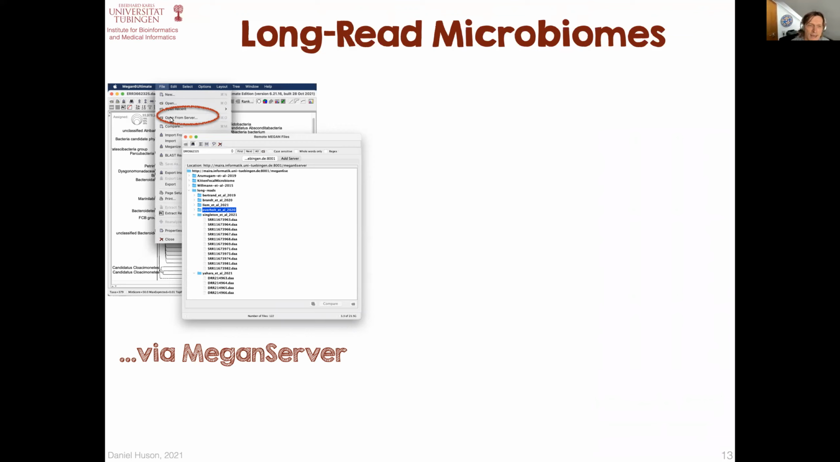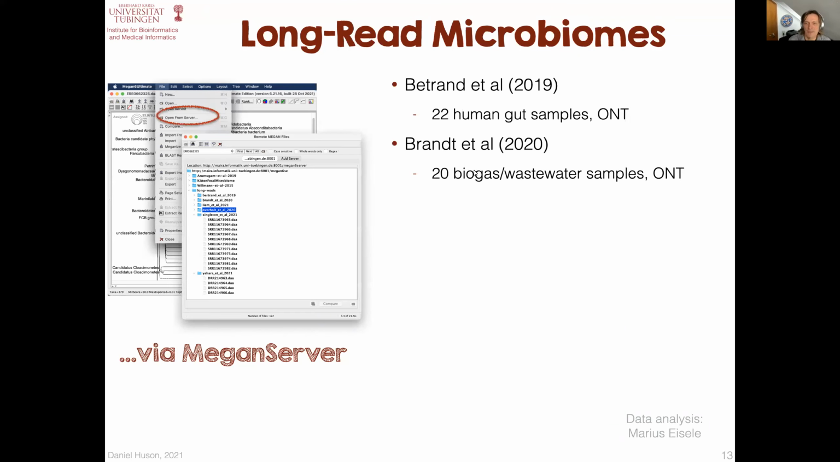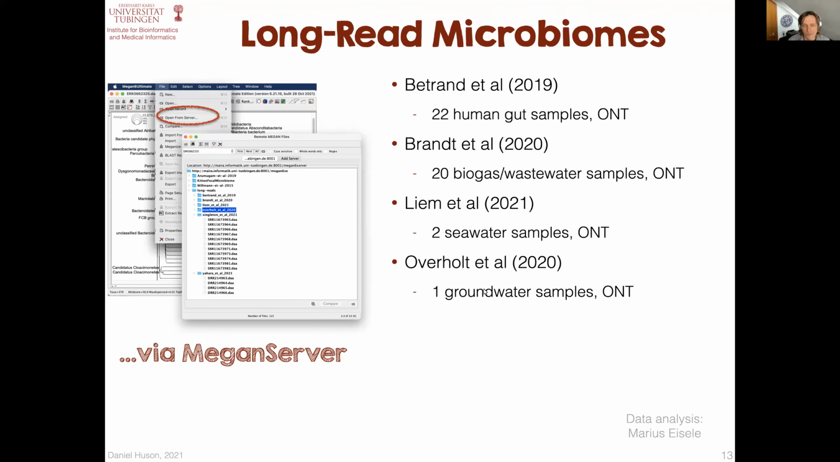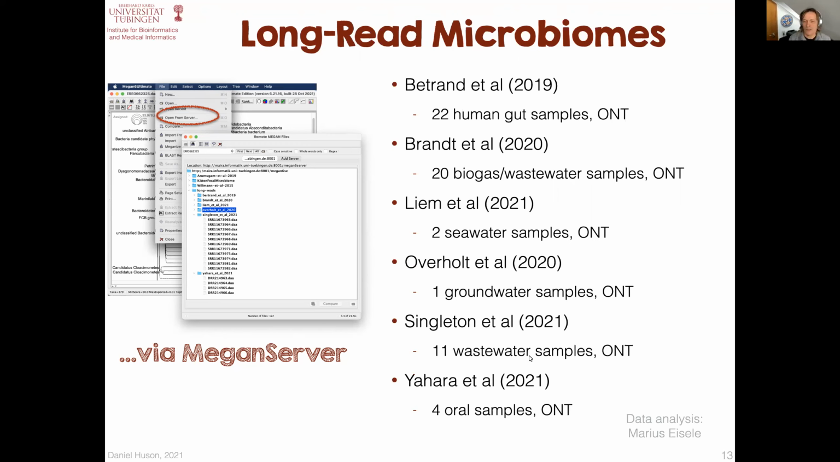There we have a subdirectory long reads, and there we've put data from a number of studies that have recently been published. There was a paper in 2019 with 22 human gut samples. There are some biogas wastewater samples, seawater samples, groundwater samples, more wastewater samples, and some oral samples. These are all Oxford Nanopore. We're currently processing some PacBio, so we'll soon put some PacBio data there as well. You can just open these up on your laptop and explore them. You can have a look at the contig length and what genes you can find and so on.